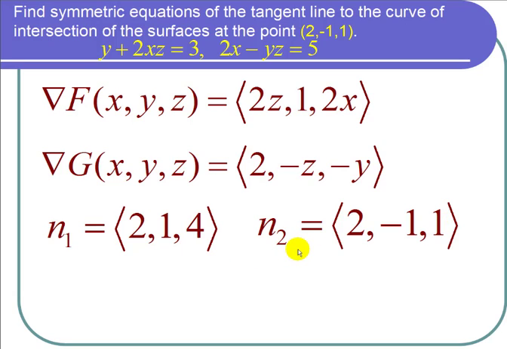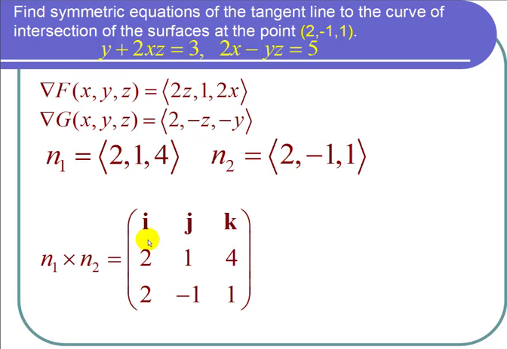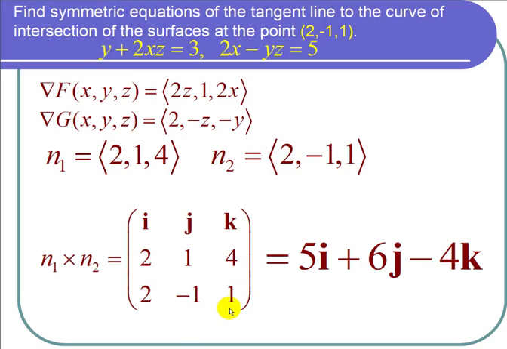To find a vector that's parallel to the tangent line of the curve of intersection of the surfaces at the point, I just take the cross product of the normal vectors. So I take the cross product of n1 and n2. So I write down the matrix i, j, k, 2, 1, 4, and 2, -1, 1. So I work that out.